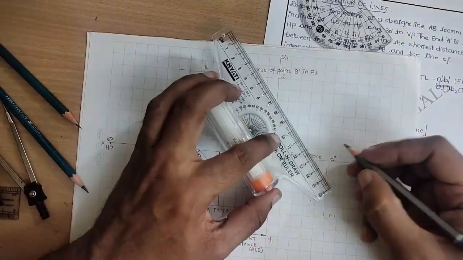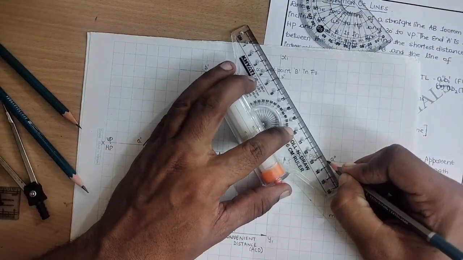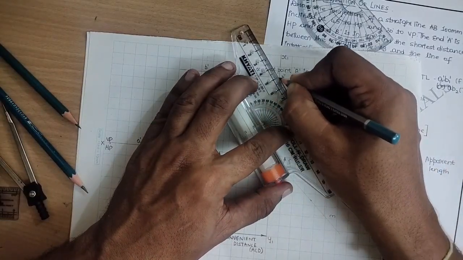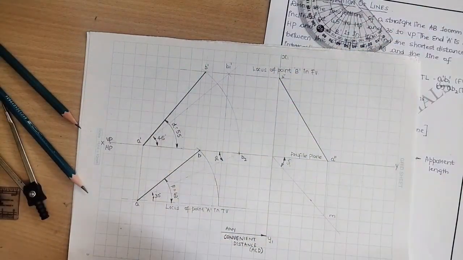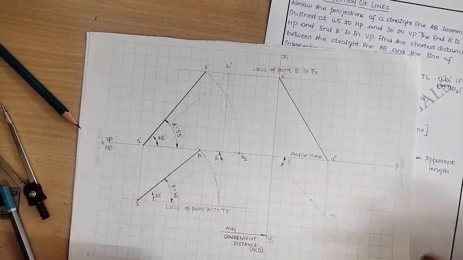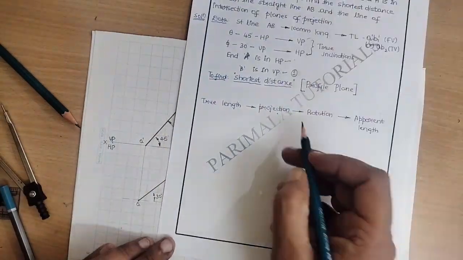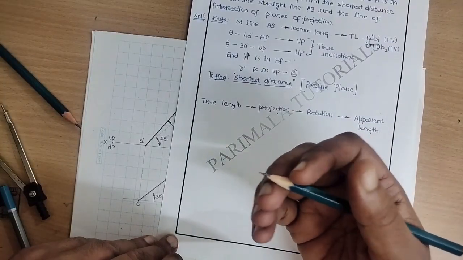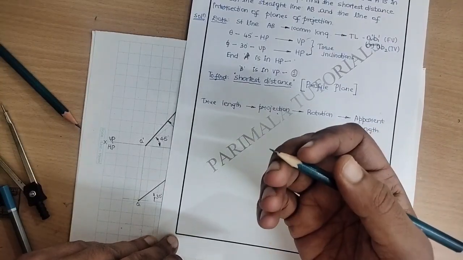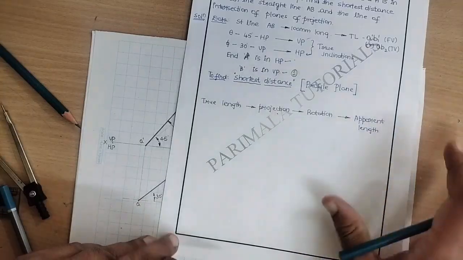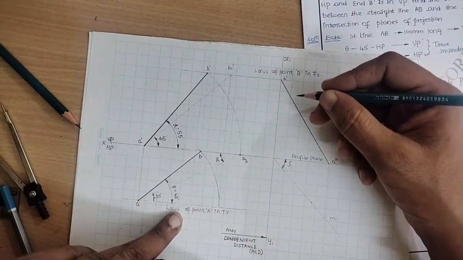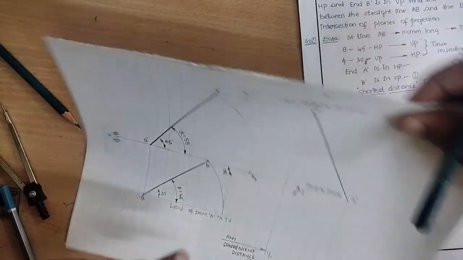Make use of scale. Join A double dash to B double dash. What is double dash? That indicates the side view representation. That is the profile view representation. Yes, what is that we wanted to find out now? The shortest distance. Shortest distance actually refers to the true length of the straight line segment which is perpendicular to the two entities. We are having two entities here, A double dash and B double dash. We wanted a perpendicular line for this one.